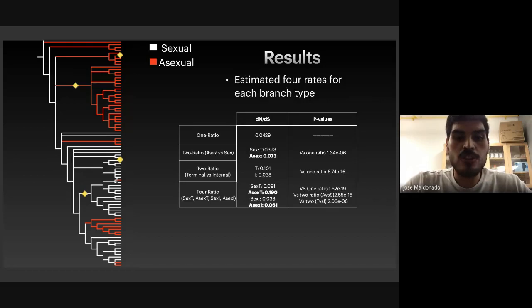Lastly, we did a 4 ratio model where we allowed the internal and terminal branches for both asexual and sexual lineages to have different dN/dS values. And in both cases, you can see that the terminal and internal branches of asexuals have an elevated dN/dS compared to their counterparts. And then we compare this 4 ratio model to the other models, and you can see that even the 4 ratio model is a better fit than the previous ones.